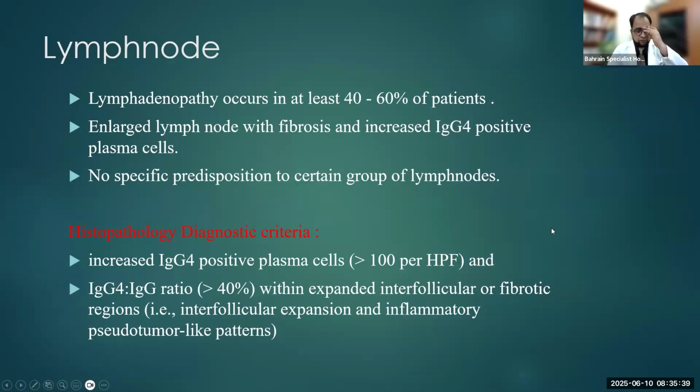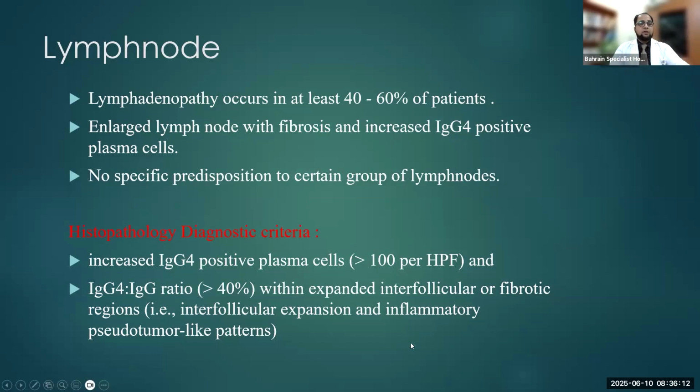So the diagnosis in lymph node is really difficult because there is a parafollicular expansion of plasma cells in the initial stages. So on histopathology, it is extremely difficult to diagnose. But with expertise, we can do immunohistochemistry and we can get to a conclusion. So lymph nodes are involved in 40 to 60% of the cases. And in the later stages, we see the fibrosis and increased IgG4 positive plasma cells. There is no predisposition to any particular group of lymph nodes.